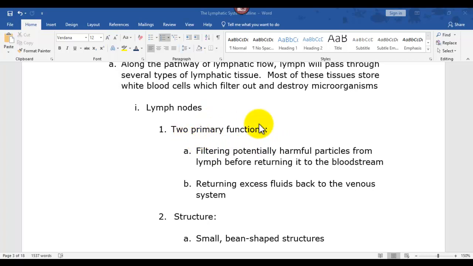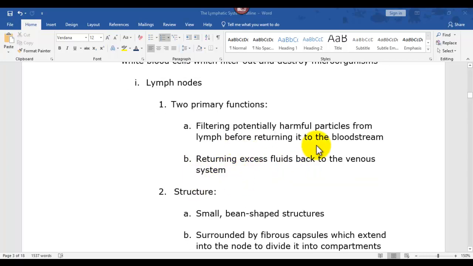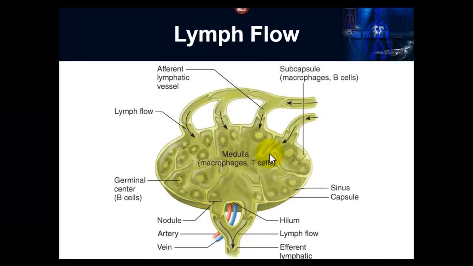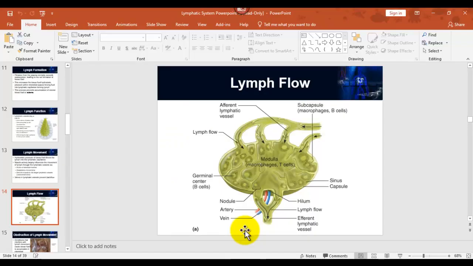But lymph nodes do two things: filtering potentially harmful particles from the blood, and like I was saying, returning excess fluids back to the venous system. So we have been there, done that with this. Lymph flowing through these. These are nodules separated into compartments with germinal centers that have B cells. Macrophages are big, angry monocytes that want to eat anything they don't recognize. T cells and B cells are specific immunity, and as the lymph flows through here, it's exiting, it's been filtered. And that's what lymph nodes do. They filter lymph.